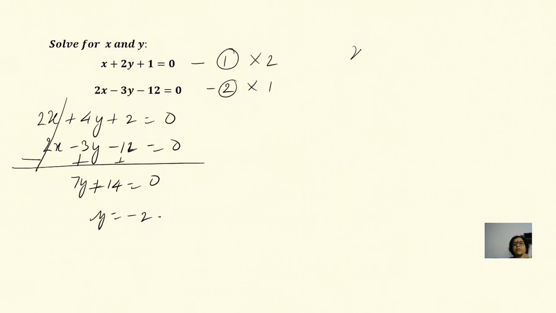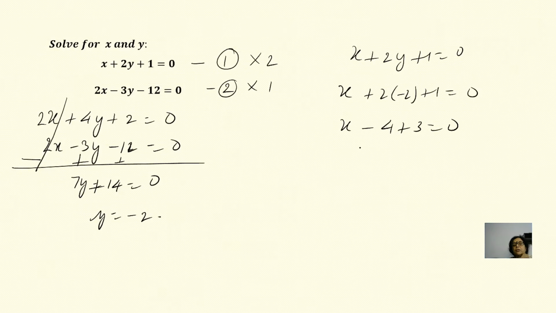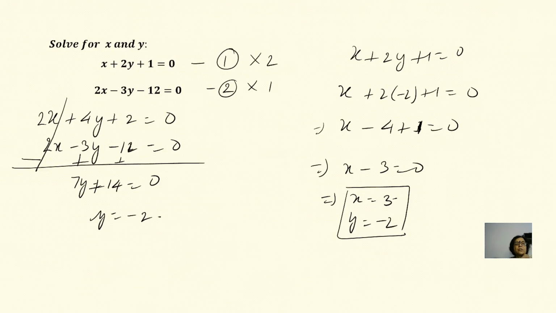Now take the first equation, it is simpler. x plus 2y plus 1 is equal to 0. So x plus 2 into minus 2 plus 1 is equal to 0. That means x minus 4 plus 1 is 0. So x minus 3 is equal to 0, which implies x is equal to 3. The solution of the system of equations is x is 3 and y is equal to minus 2. So this is the solution set for this system of equations.